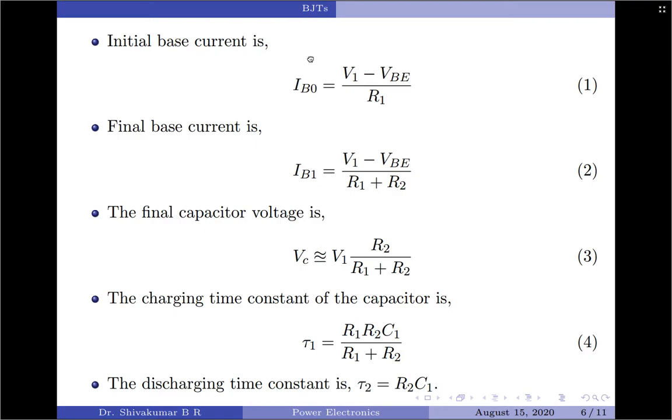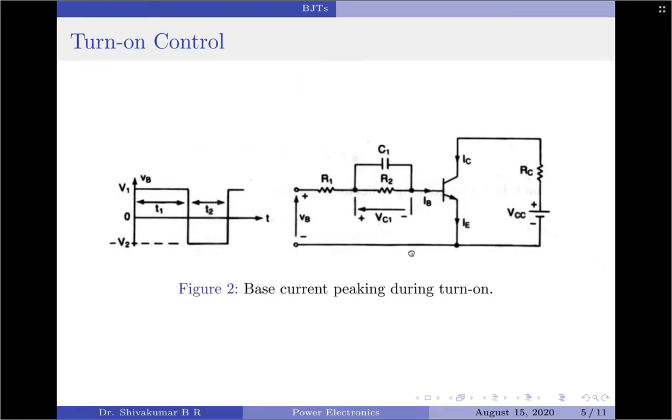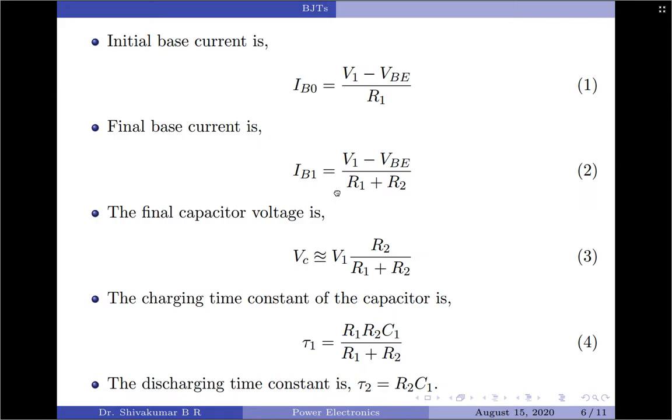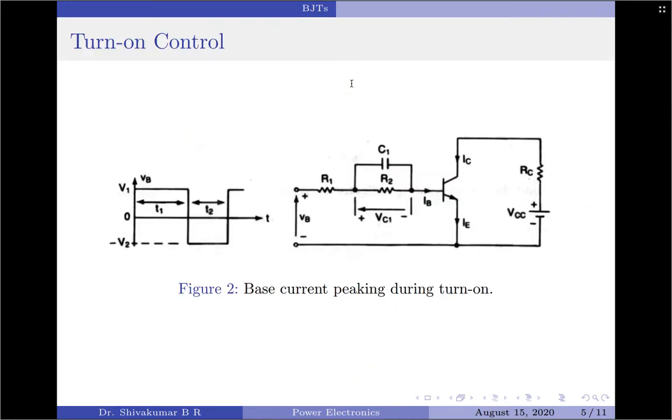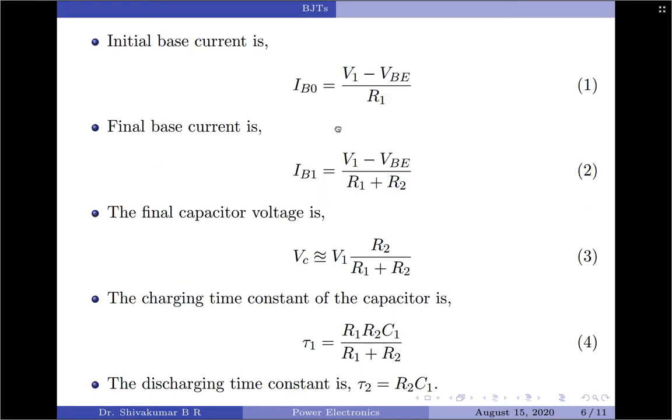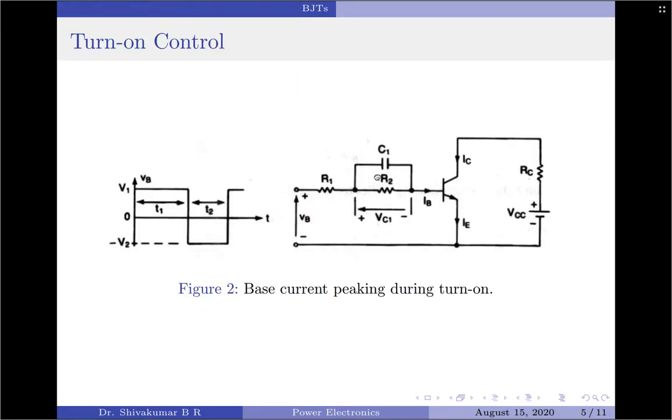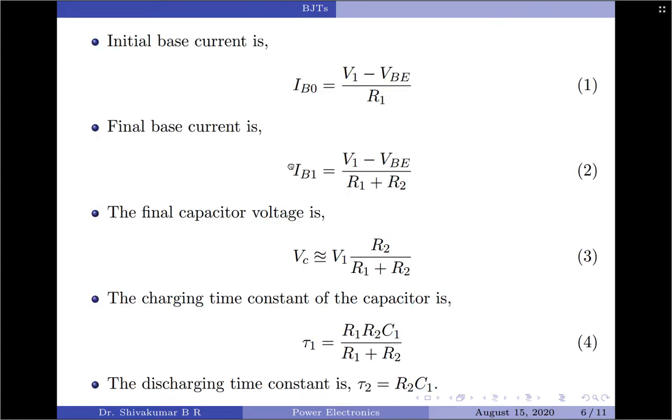Now let us look at these equations. The initial current at time t equals 0, you simply have to apply KVL here. The initial current is equal to V1, which is the applied voltage, minus the base emitter voltage of the transistor, divided by R1, because the capacitor is currently shorted and R2 doesn't come into the picture. Now when the capacitor is fully charged, R2 does come into the picture and the final base current is given by V1 minus VBE divided by R1 plus R2.